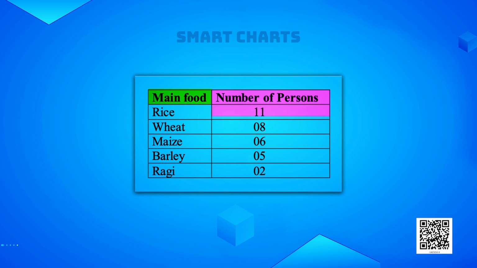So, 11 persons had a breakfast which is made of rice. 8 persons had a breakfast made of wheat. 6 had a breakfast made of maize. 5 had a breakfast made of barley. And finally, 2 had a breakfast made of ragi.